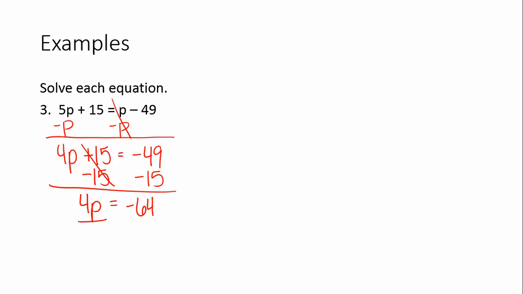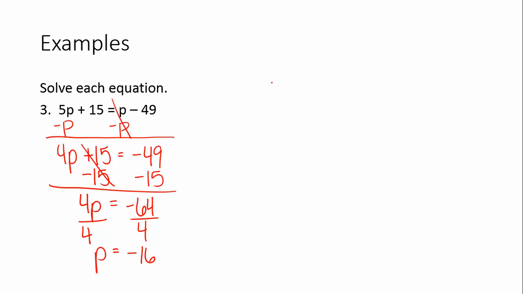Now we need to divide both sides by 4. We have a negative divided by a positive, so we know that our answer should be negative. And if you're not sure 64 divided by 4, you can use a calculator or you can do it longhand, but our answer will be a negative 16.